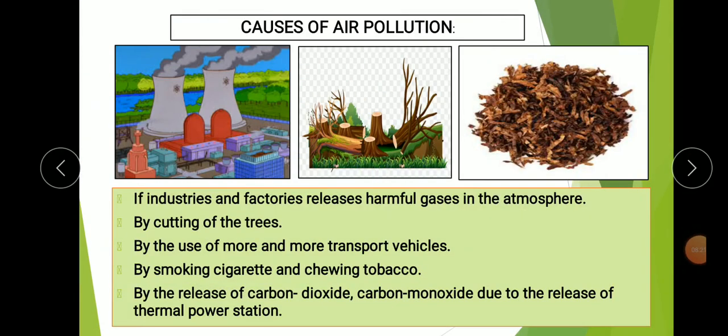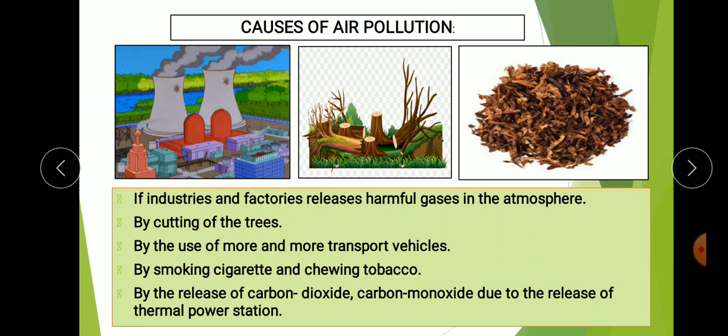Next is causes of air pollution. What are the causes and what are the effects of air pollution, students? Now we will study them one by one. Listen. First, industries and factories release harmful gases into the atmosphere. If factories and industries release harmful chemicals and they mix into the air, it becomes dirty and full of smoke, and it causes air pollution.